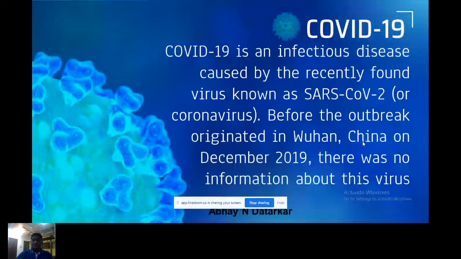This SARS-CoV-2 virus is basically a nidovirus. I'm going to talk in some detail about the exact structure of the virus, because that is very important for all of us as dentists to know. The size of this virus is about 30 kilobases, and basically it's an RNA virus.